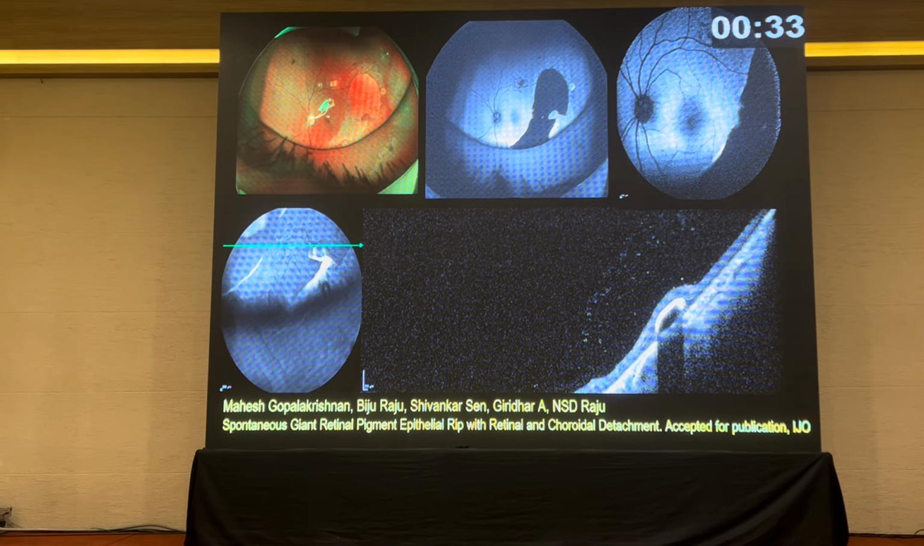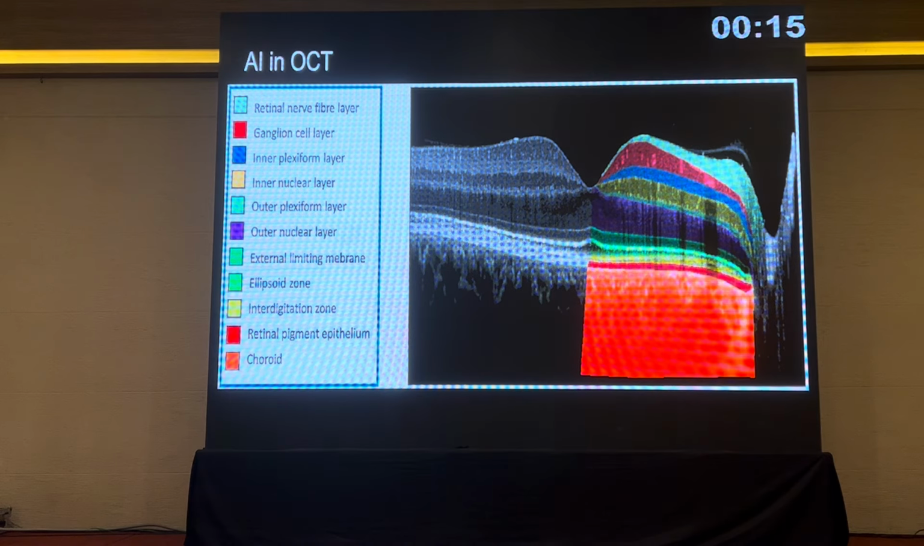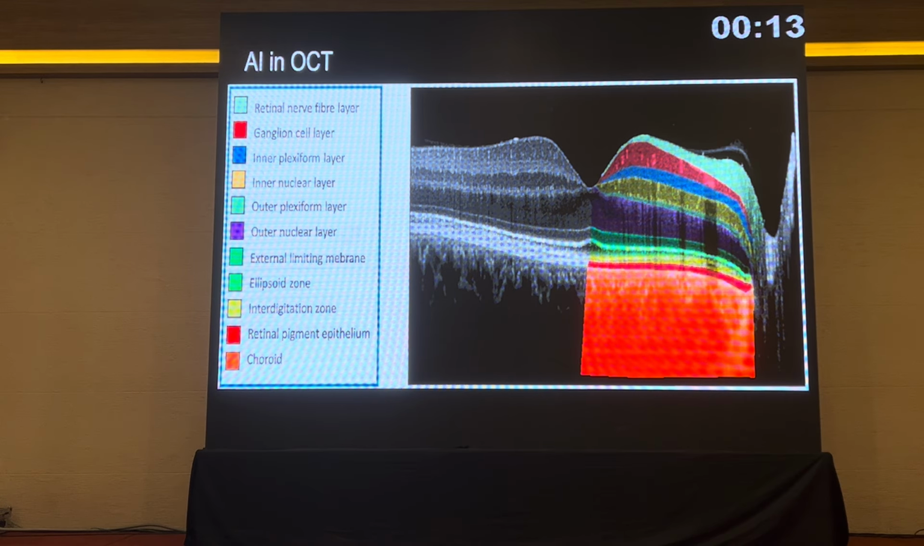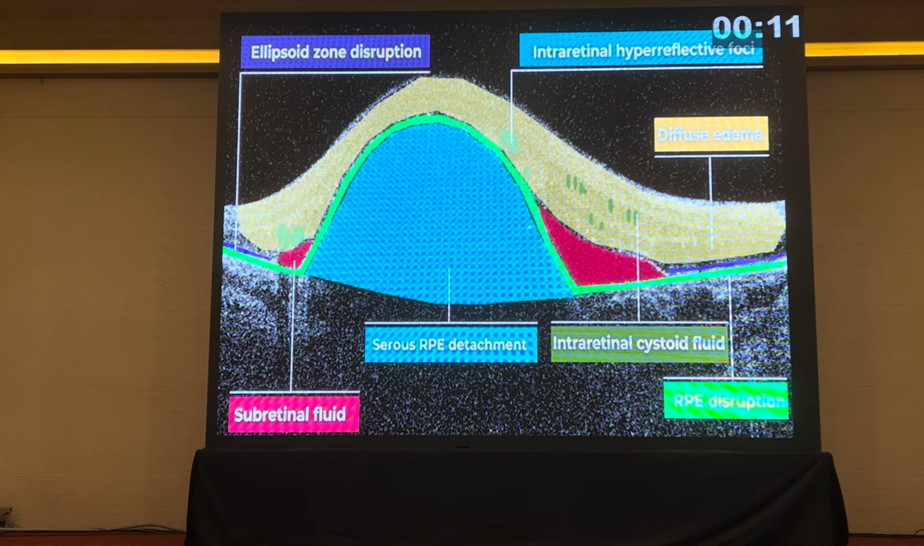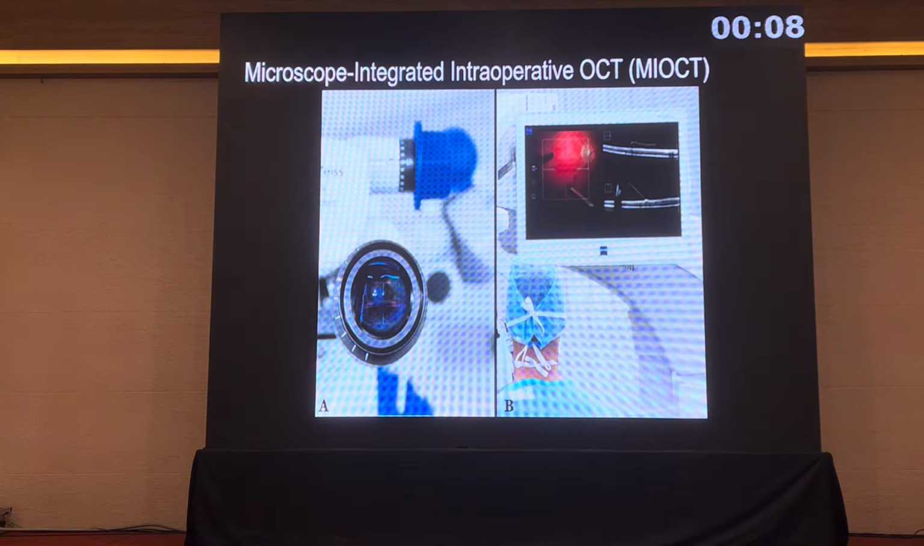And thanks to Dr. Mahesh, we were able to do multimodal imaging for this case, which is a giant RPE tear with a retinal detachment and choroidal detachment. After surgery, we found that this is a rolled edge of the RPE detachment and RPE tear, and it has been accepted in IJO. Coming to the recent advances, we have AI, which can automatically segment and give you all the pathologies in case you miss them.